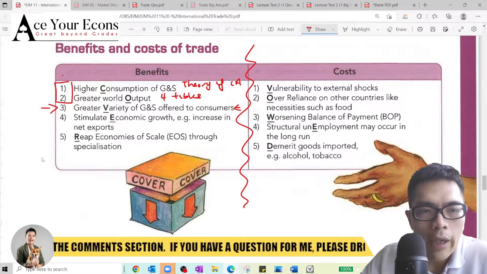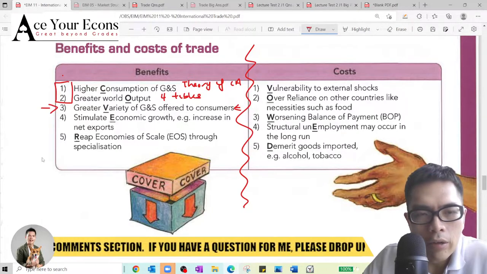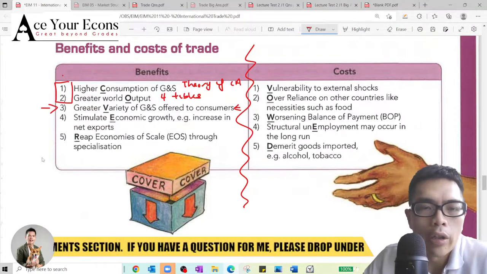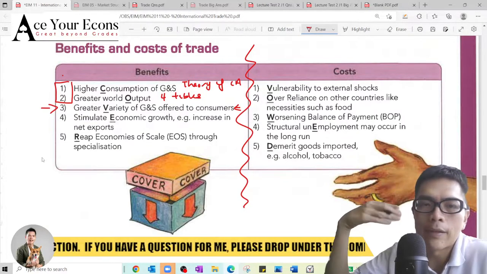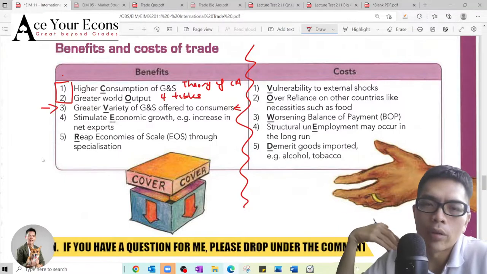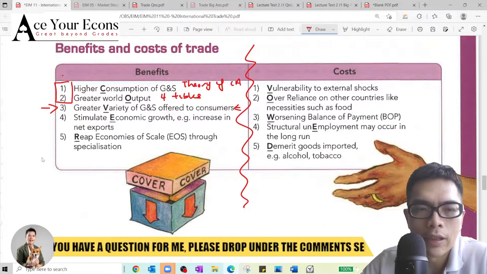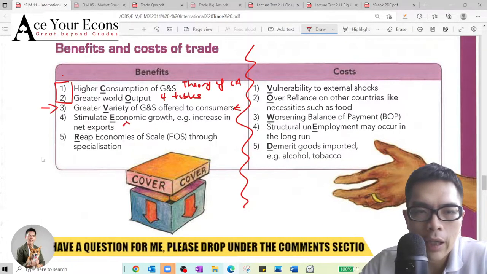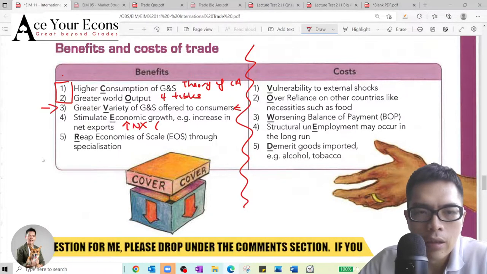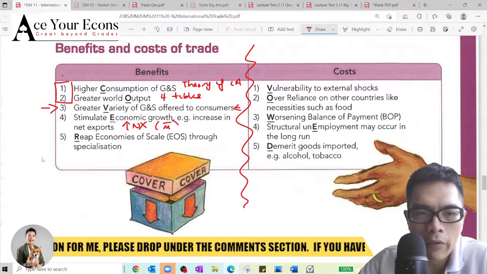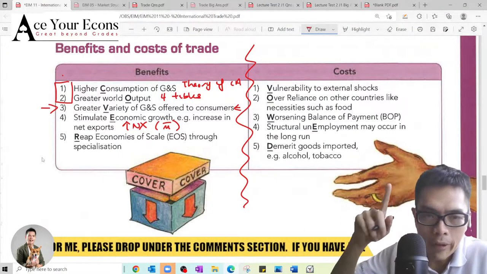All right, so we can also look at how it's going to stimulate economic growth through the increase in your net exports. So for instance, if a country can specialize, they are able to export their goods and services, and this will result in higher net exports, right? So the assumption here is your imports remain the same. Very important, very, very important assumption.